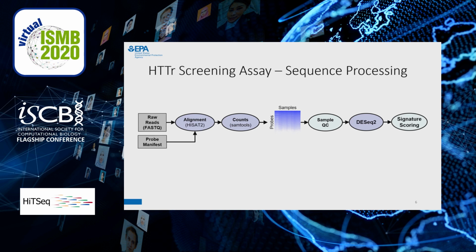Sequence alignment of FASTQ files was performed using HiSat2, and uniquely aligned reads were quantified using SAMtools. Multiple quality control metrics were calculated for all samples, and samples with sufficient quality were further analyzed using DESeq2 and gene set enrichment analysis using single sample GSEA, or ssGSEA.